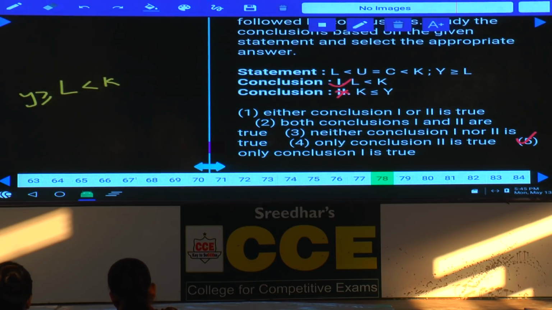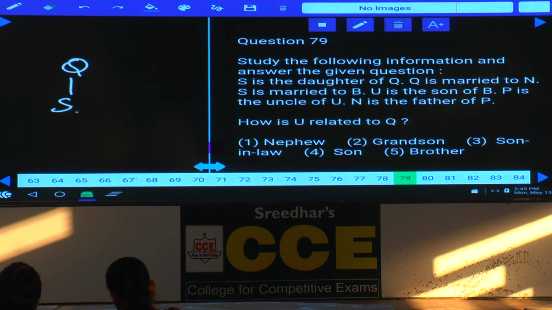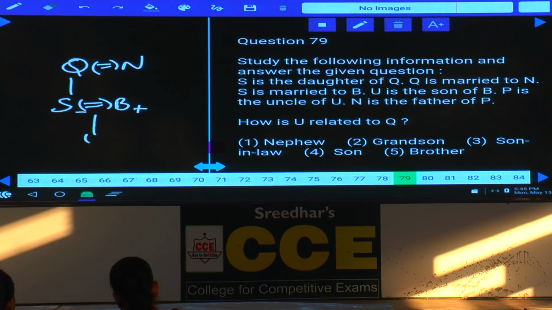Then 79 and 80. Now in this 79 and 80, tell me what is the statement here? As it is based on blood relations, there are only 2 questions based on this blood relation. S is the daughter of Q, and Q is married to N. Q and N are a married couple, and S is married to B. S is a female and B is a male. And next one, U is the son of B.